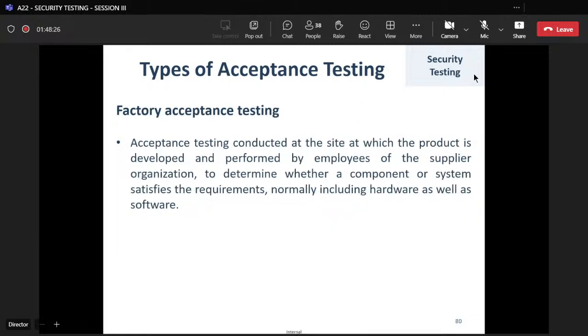In factory acceptance testing by the employees of the supplier organization, normally this will be done for both the hardware and the software, to see how this performs.